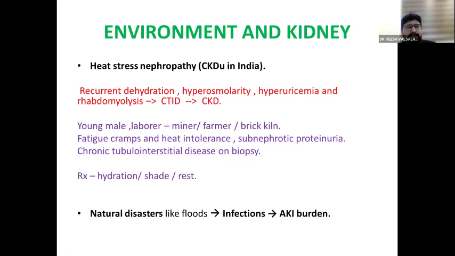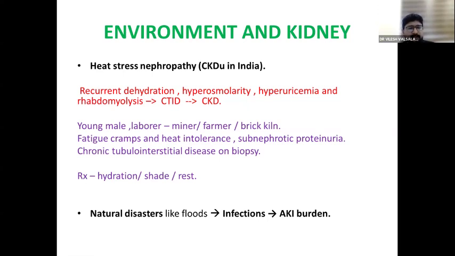Before that, we should understand the association between environment and kidney. What is the direct association? One of the reasons for chronic kidney disease in India is heat stress nephropathy, because of recurrent dehydration, hyperosmolarity, high uric acid in the blood, and rhabdomyolysis because of the heat generated outside. The temperature causes chronic tubular interstitial disease, and finally the patient ends up with chronic kidney disease.